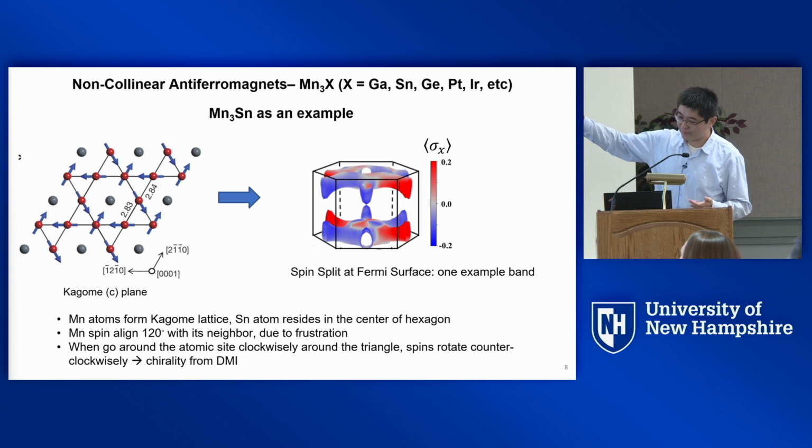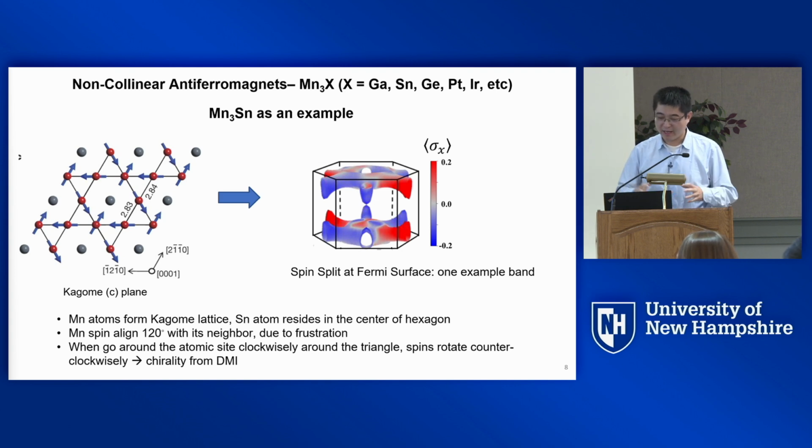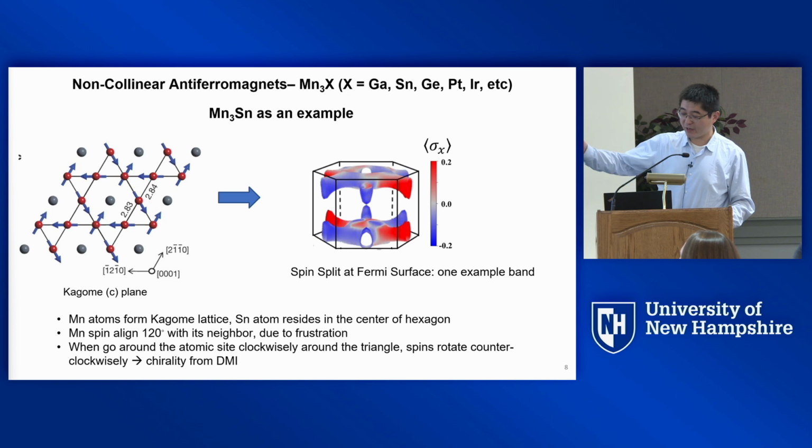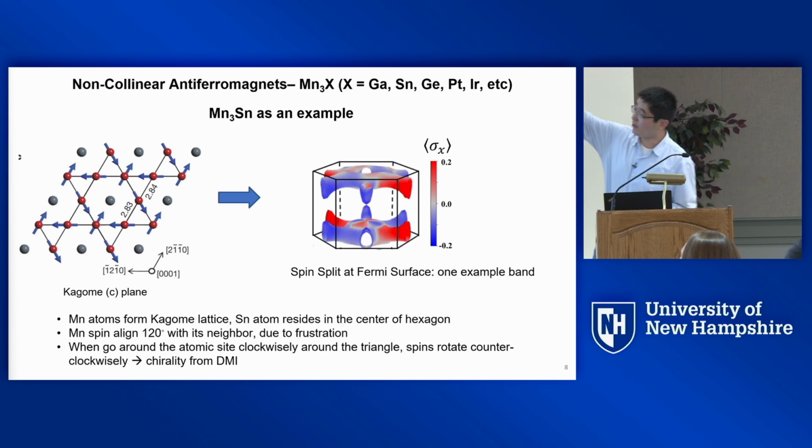Another thing I would like to mention is that this one has a complicated band structure. At the Fermi surface, there are 3 bands that intersect with the Fermi surface. This is only to show the one band. But from here, you can already see that along certain directions, along certain lobes, you will get finite spin polarization.